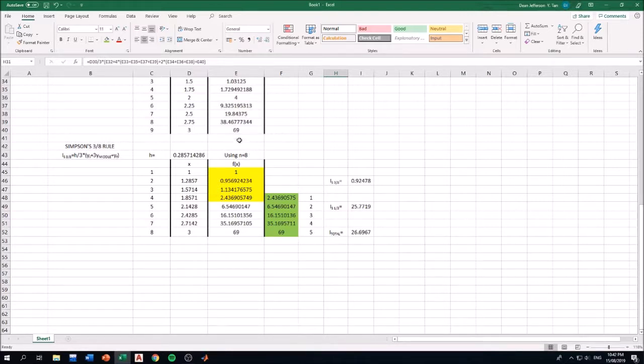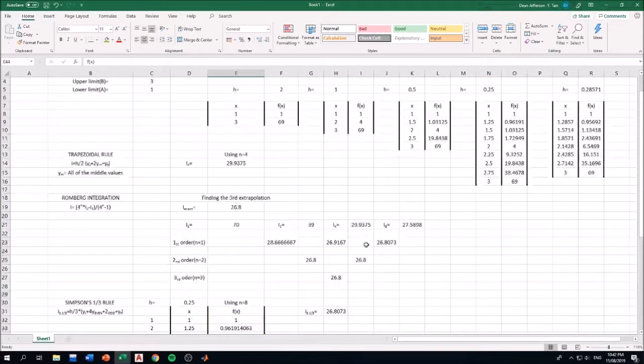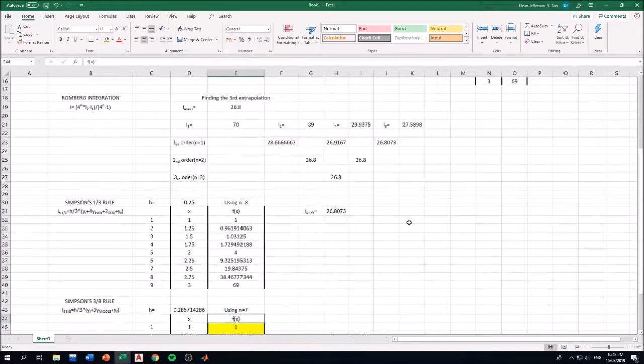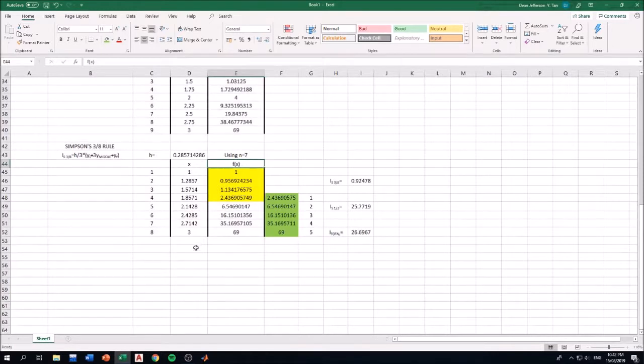So first thing we have to do is, okay, so now we use the number 7, using n strips of 7 right here. Okay, so using this formula, we input now the value, but we're going to use only the first 3 strips. So you have 1 strip, 2 strip, 3 strip.